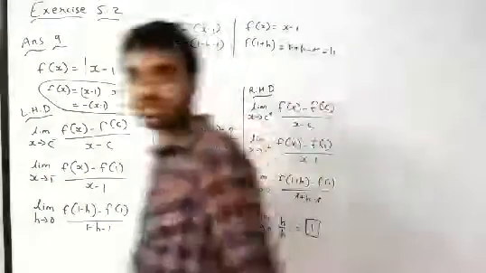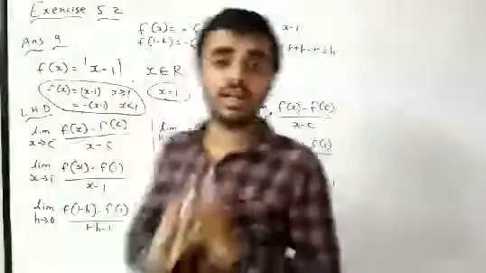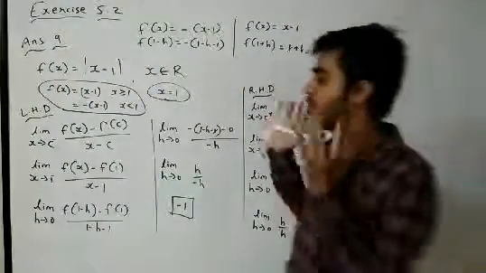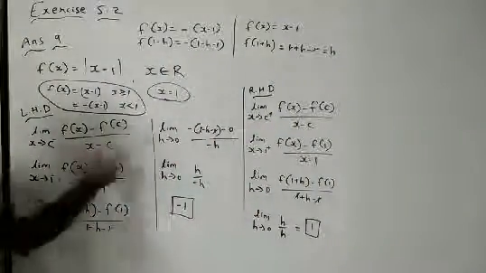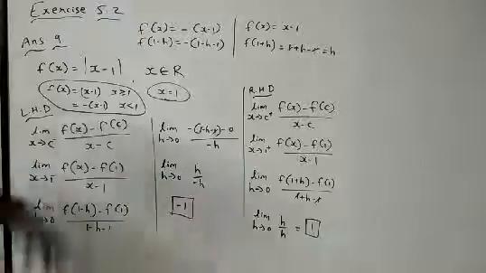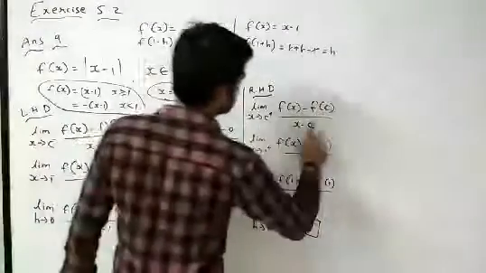Whenever it is given in the question that you have to prove that a function is not differentiable, you always have to find the left hand derivative. The left hand derivative formula is this one. Then you have to find the right hand derivative. The right hand derivative formula is this one.